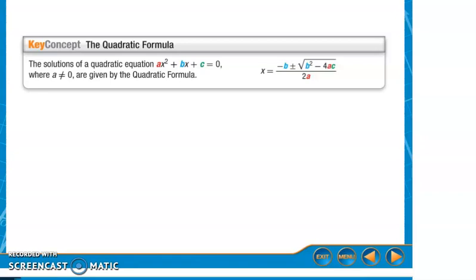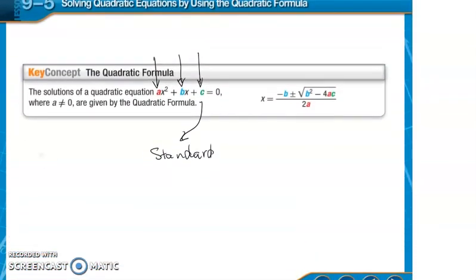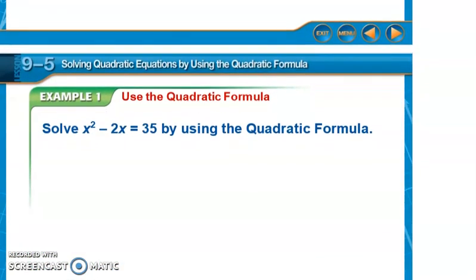The a, b, and c come from the standard form, so don't forget that this is standard form. And in the standard form, a is the number in front of the x squared, b is the number in front of the x, and c is not only the y-intercept of a parabola, but it also is the constant. Oh, and a can't be 0, because if a was 0, this wouldn't be a quadratic formula. That x squared term would be gone.